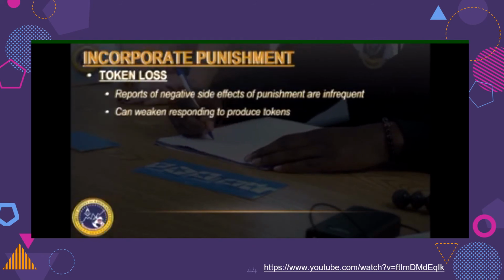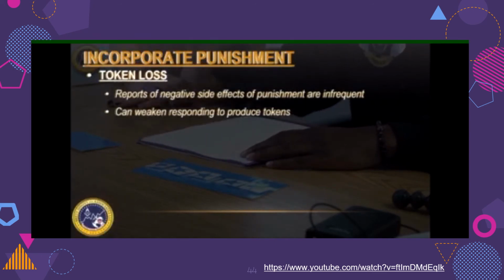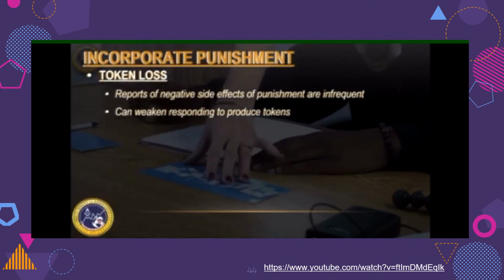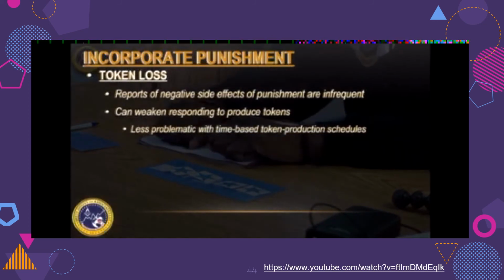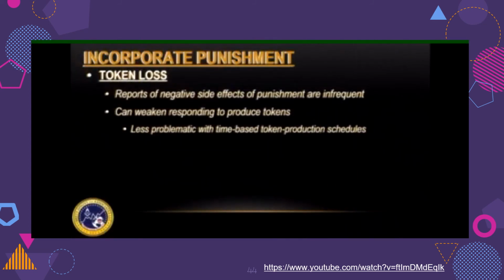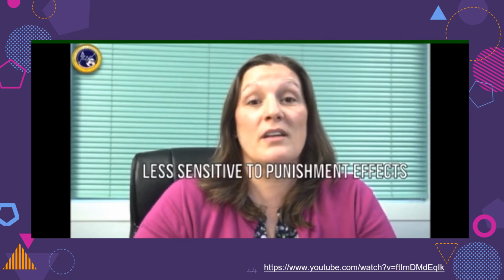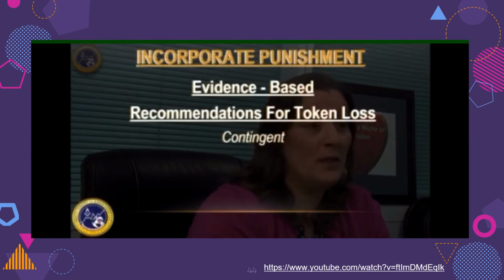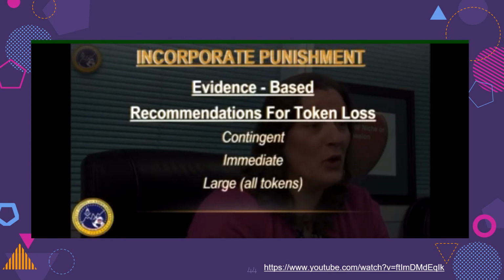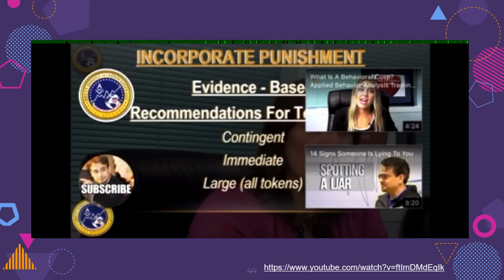However, token loss can weaken responding to produce tokens, especially if tokens are produced on a ratio-based schedule. And one way to address this is to transition to a time-based production schedule, such as a variable interval schedule, as these schedules have been shown to be less sensitive to the punishment effects than our ratio-based schedules. And finally, for token loss to be most effective, loss of tokens should be contingent on problem behavior, immediate, and those loss of tokens should be large. For example, the individual needs to lose all of those tokens.